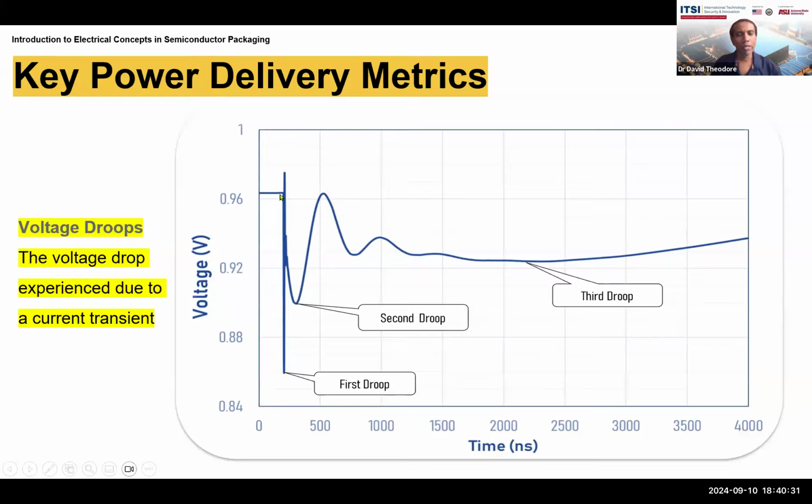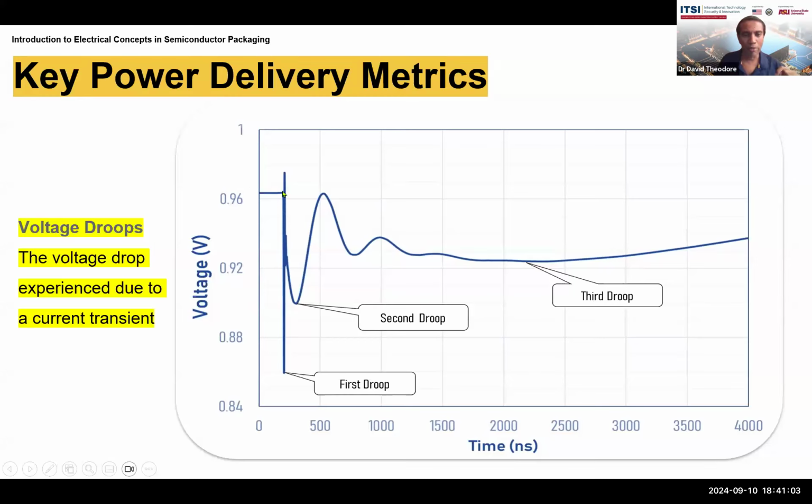Because it takes a little bit of time to respond, when you draw a lot of current, there's a sudden spike down in the voltage, and that's called the first droop. Then the circuitry compensates by saying, oh, the voltage dropped below the level that we want, so it's going to pump more energy into the system. So you have a sudden spike up. The spike down is followed by a spike up, followed by an oscillation like this. This is the second voltage droop, then a third, and this whole thing is called the third droop. And so when you're drawing current, you can see the voltage that you are getting.